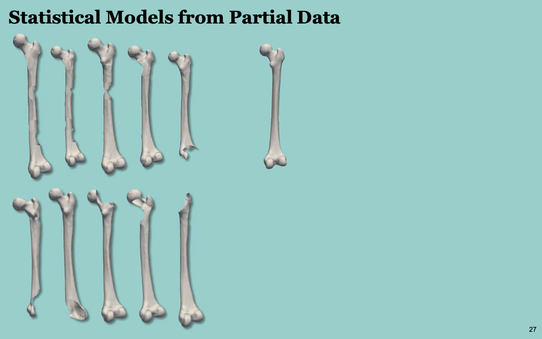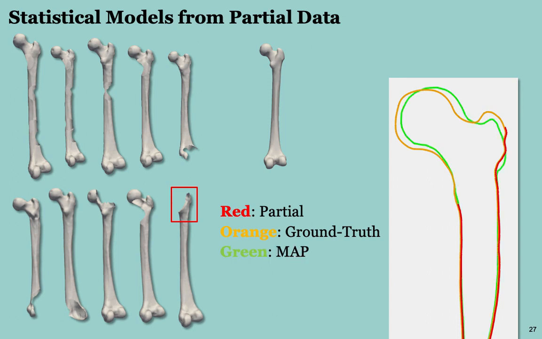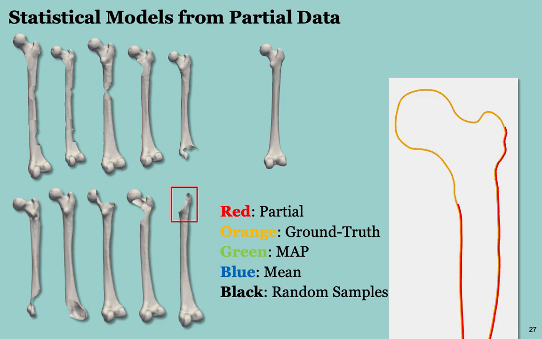Now if we zoom in on one of the femurs, we can see how the completions might look. So in red, we have the partial data. In orange is the ground truth shape. From the posterior distributions, we can extract the MAP estimate for this one case here. We can also compute the mean of a lot of the random samples from the distribution. Or we could directly look at different samples from the posterior distribution.